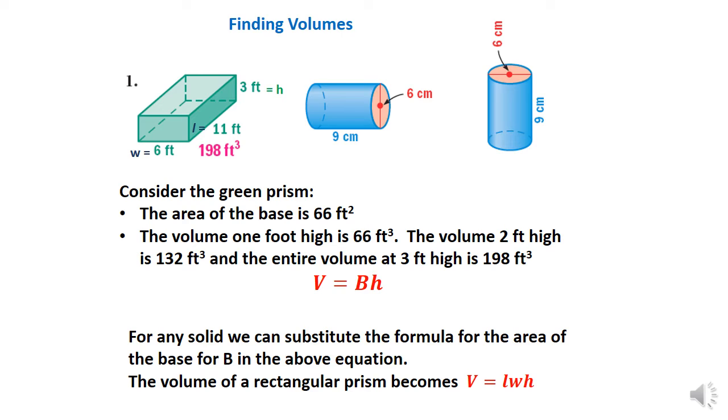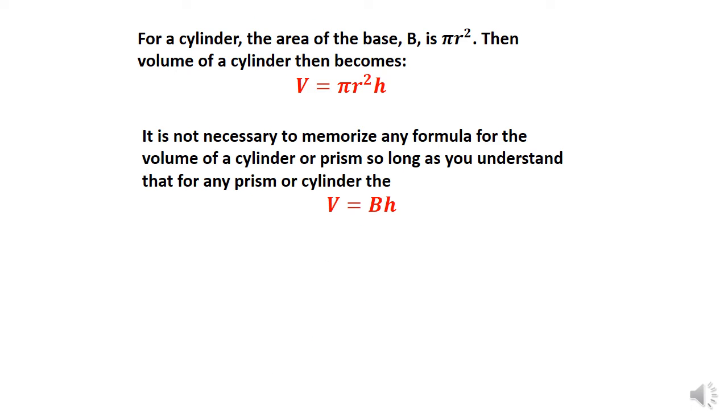For any solid, we can substitute the formula for the area of the base in the above equation. Then the volume of a rectangular prism becomes the length times the width times the height. For a cylinder, the area of the base is pi r squared. Then substituting, the volume of the cylinder becomes pi r squared times h. But it is not necessary to memorize any formula for the volume of a cylinder or prism, so long as you understand that for any prism or cylinder, the volume will be equal to the area of the base times the height.